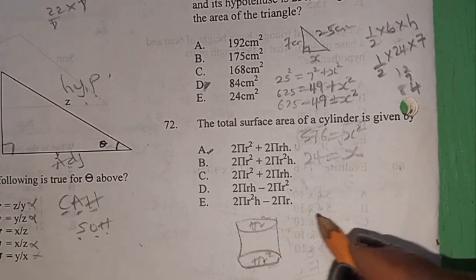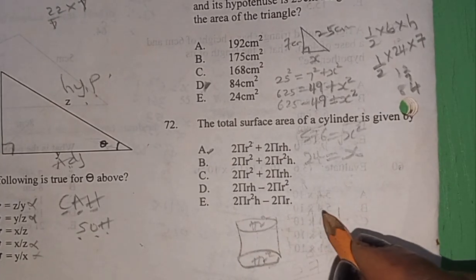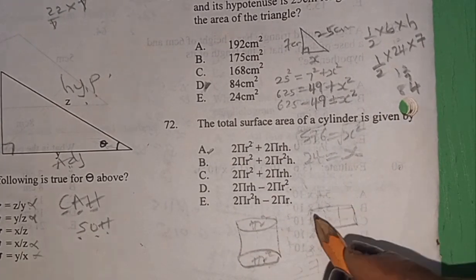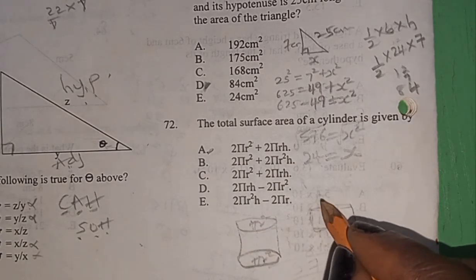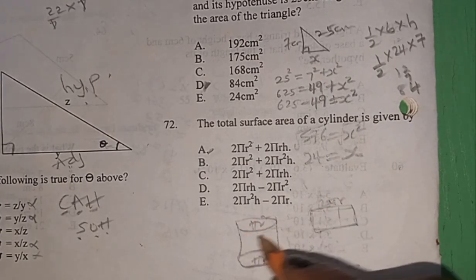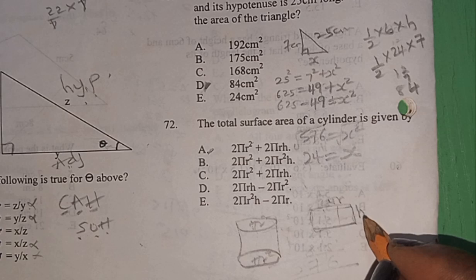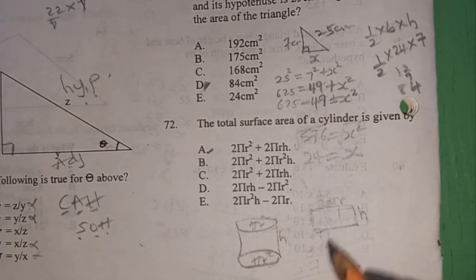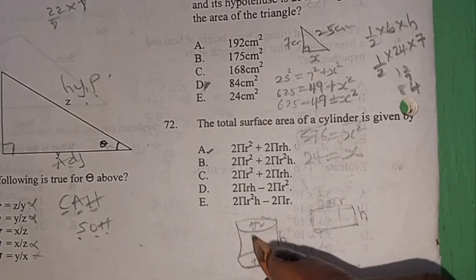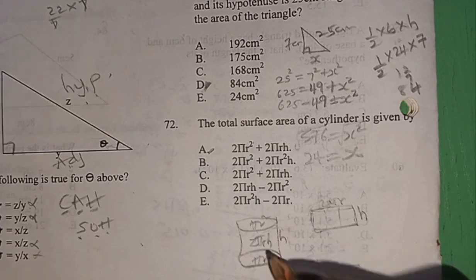If you open this container, if you cut it like this, it will become a kind of rectangle. So the length here is the perimeter, that's 2 pi r, the circumference formula. Then the height is h. So that's why the curved body is 2 pi r h. So the area is 2 pi r h.